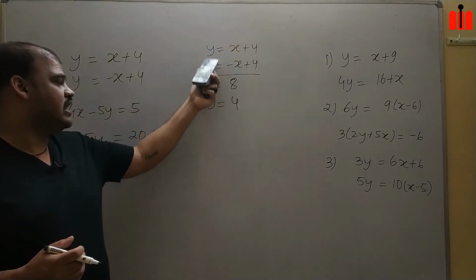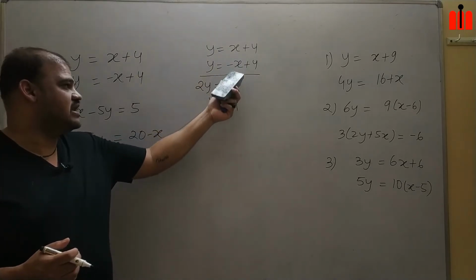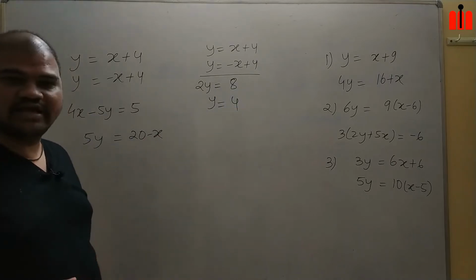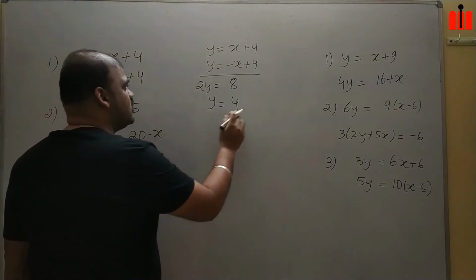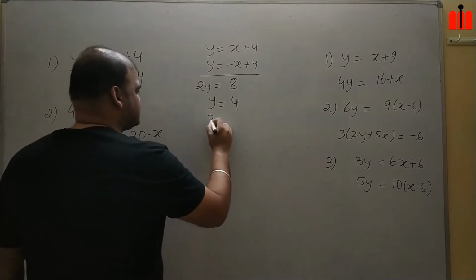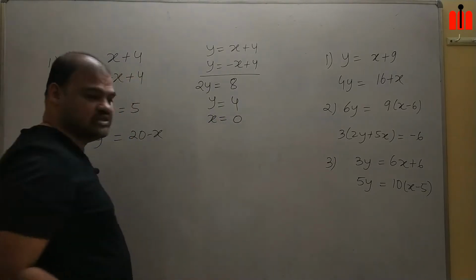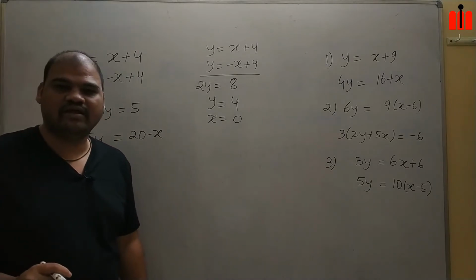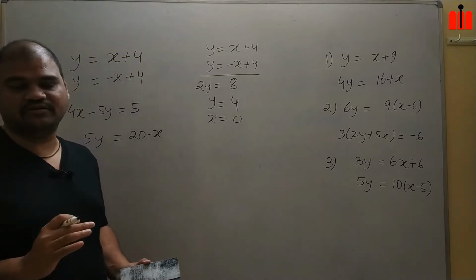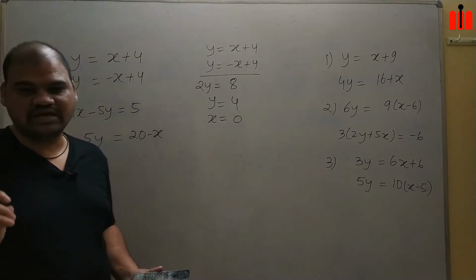Here what I had done, I had added these two. So x and minus x, it got cancelled, it will be 0. So you got it as 8. So y will be equal to 4. Once you substitute y equal to 4 here, you will get x will be equal to 0. Okay, are you getting it? So this is how you have to solve by elimination. Elimination is one of the easy ways.